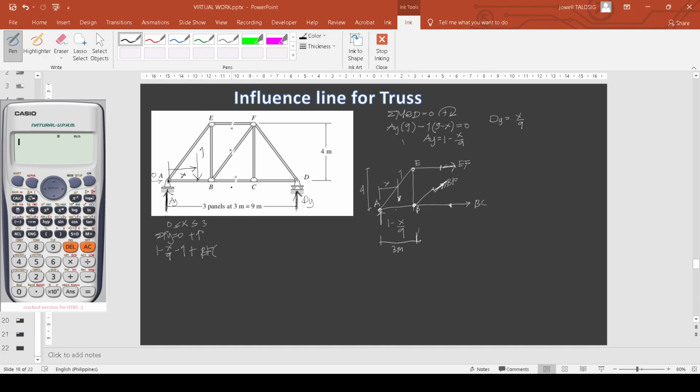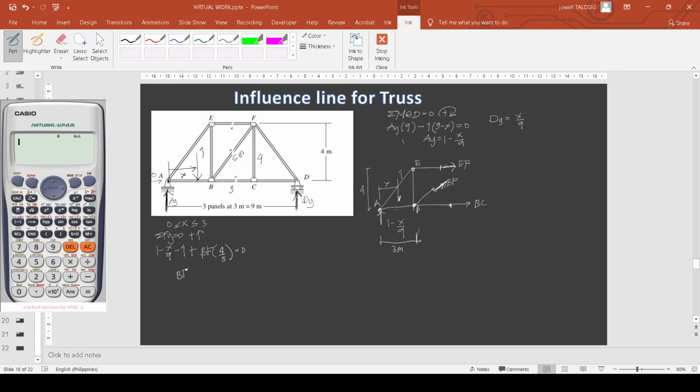Let me write that. This is 3, this is 4, so this is 5. The length of BF is 5 meters. So you can now solve for its component along y. That is BF times opposite over hypotenuse, 4 over 5. And there are no other vertical forces, so that is equal to 0.